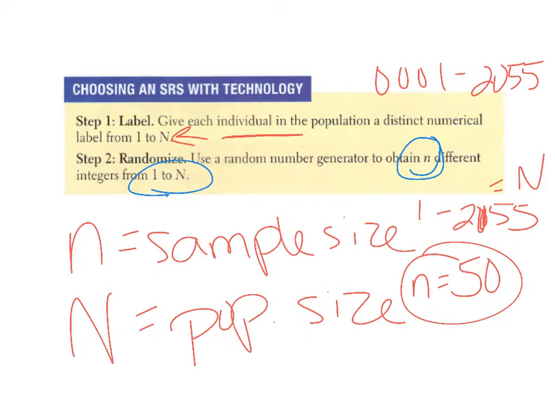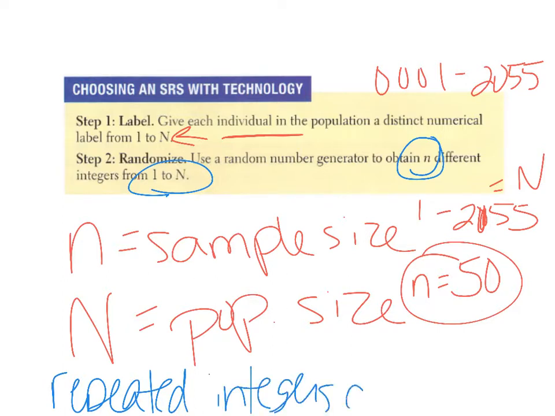When you're writing about it, you need to explicitly state that repeated integers are going to be ignored. You can't choose, for instance, if you're getting this sample size of 50 and you choose student number 10 and then they show up again in your list of randomly generated numbers, that won't work. So you have to state that your repeated integers will be ignored. Just keep that in mind when you're writing about this, that statement has to be made.